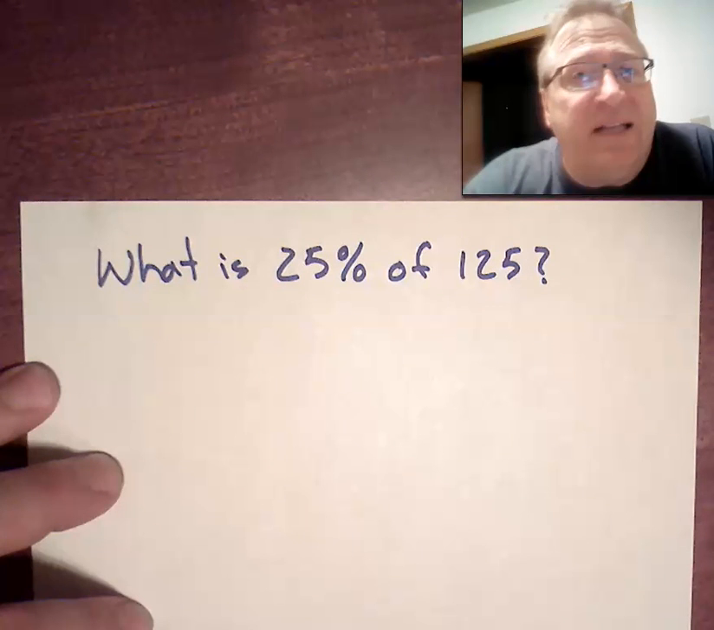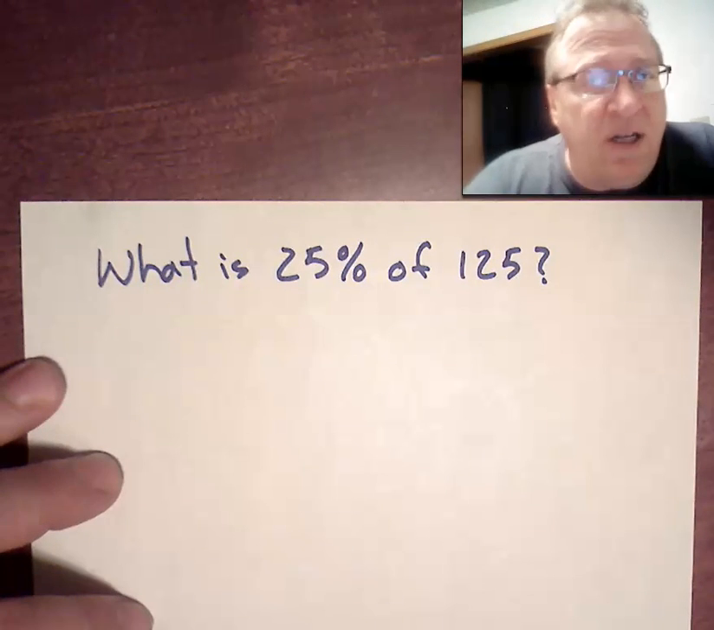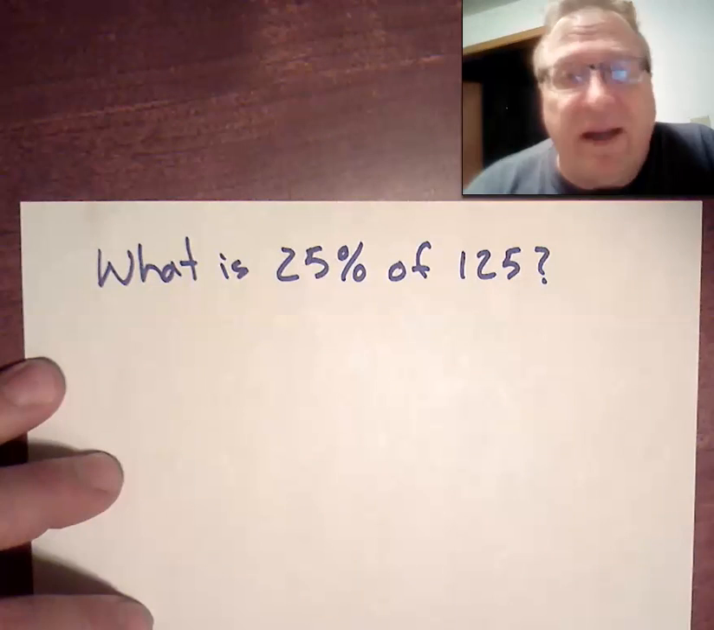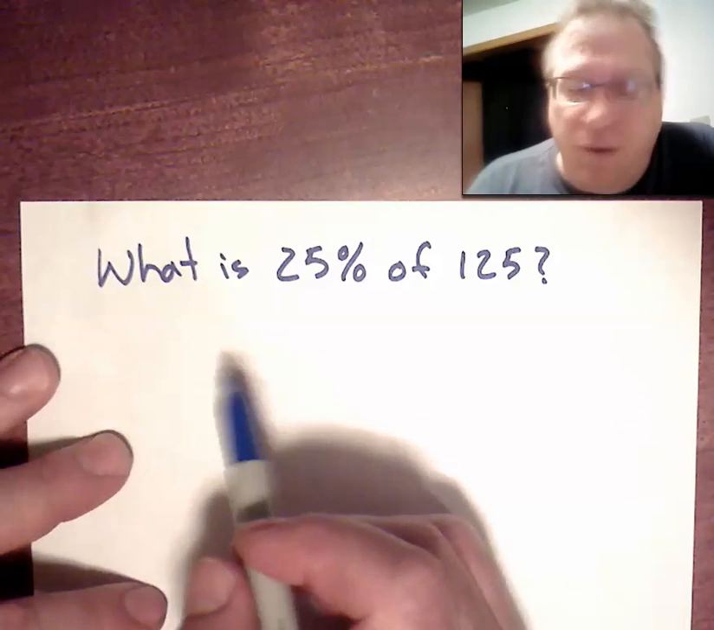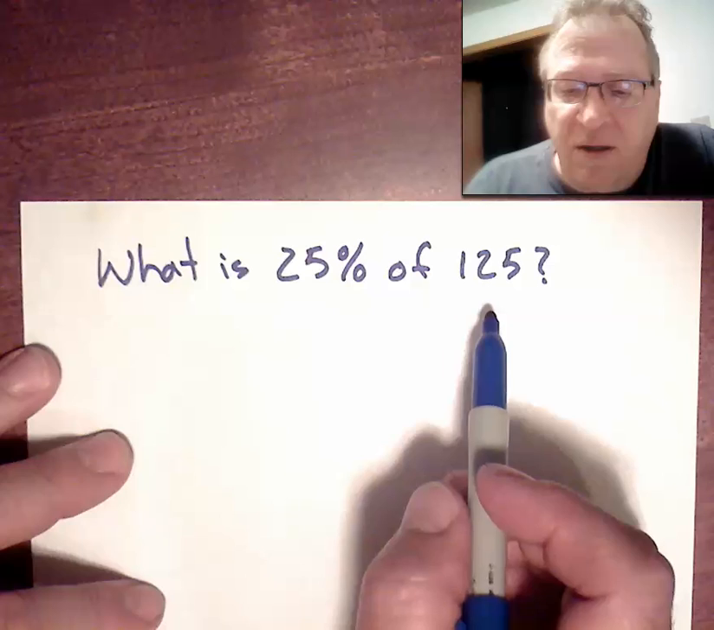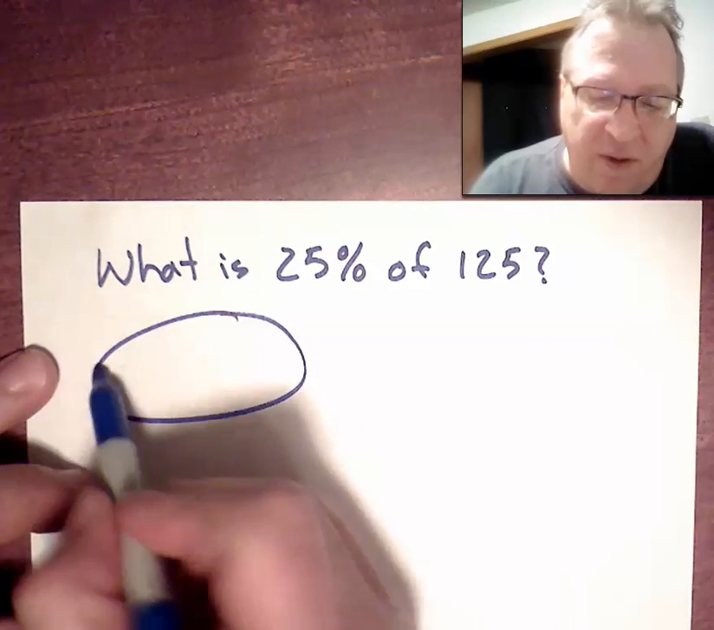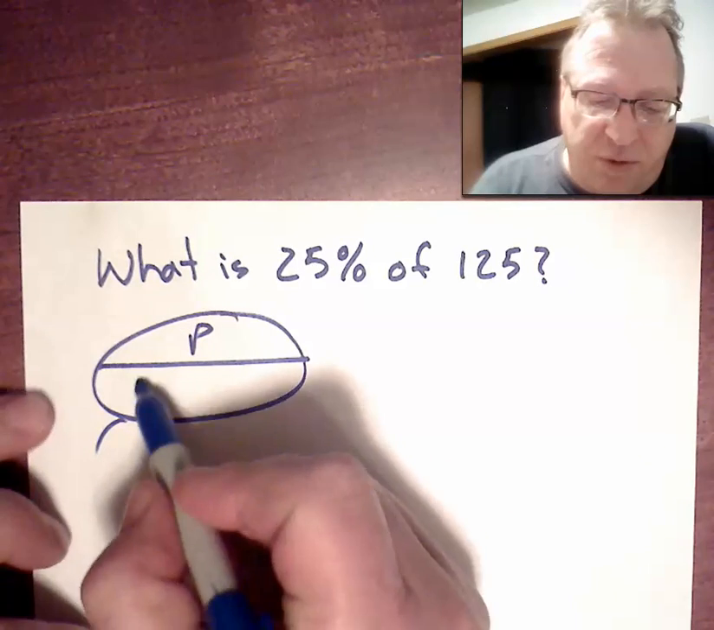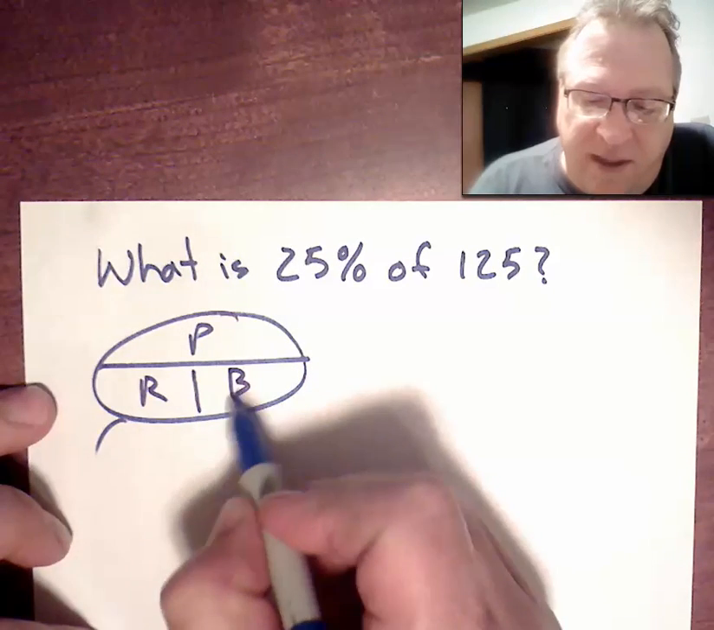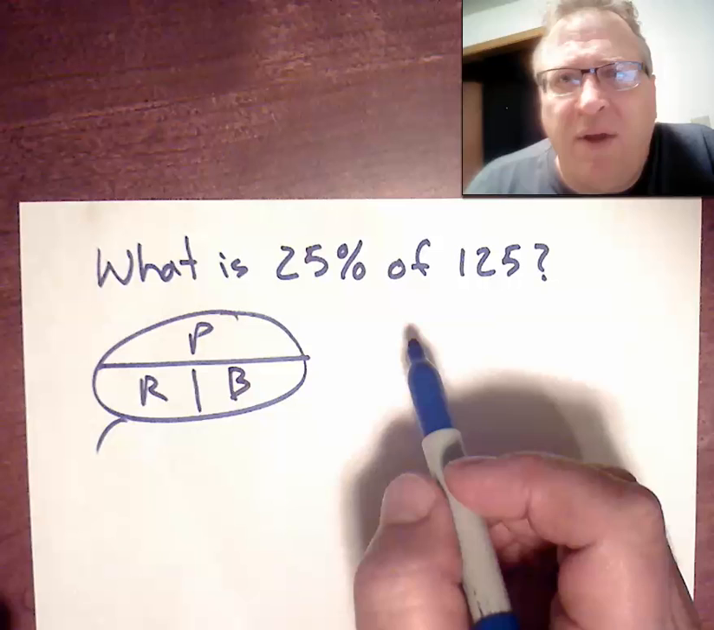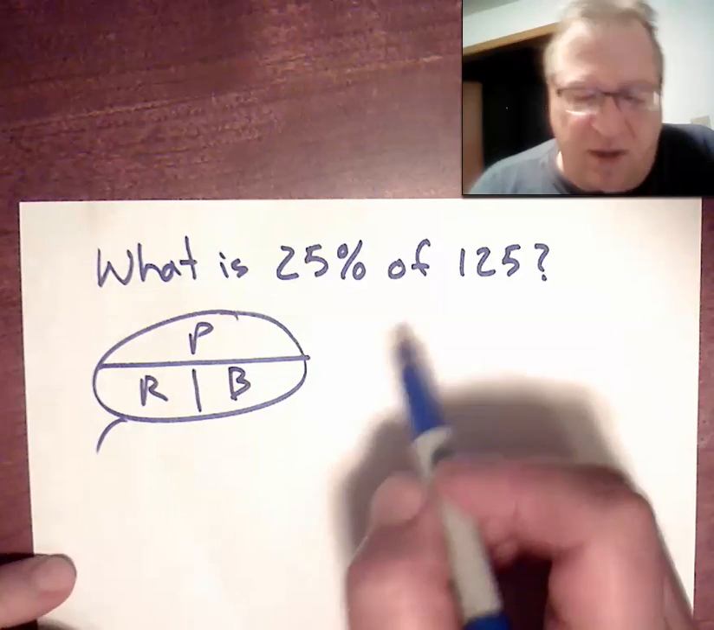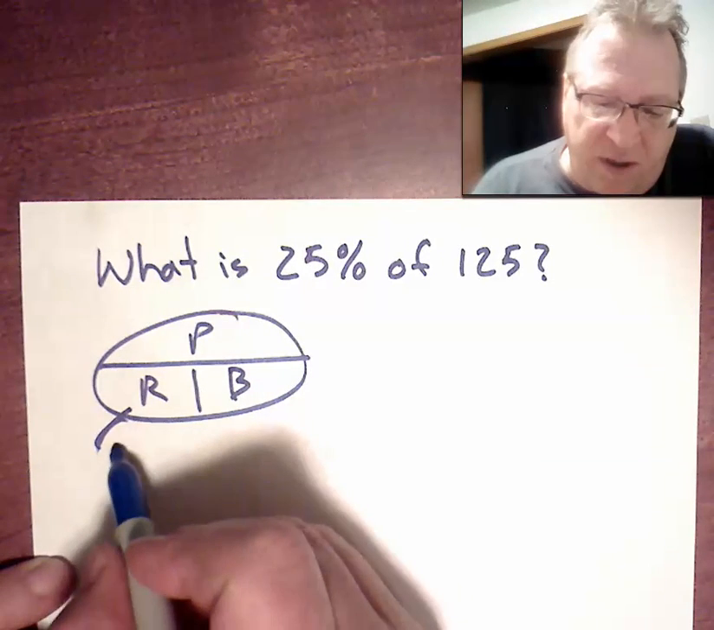Hello everybody. Let's now do a couple problems using our portion base rate equation. Here's one. What is 25% of 125? Well, let's draw our diagram. We've got portion, rate, and base. First of all, again, the portion, the percent is always pretty simple. It jumps right out at us.